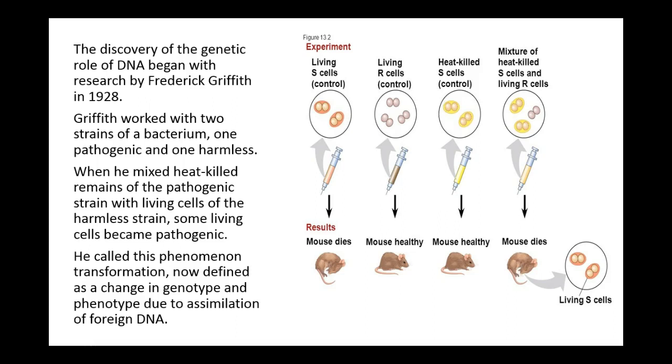What he did was he worked with 2 strains of bacterium. One was deadly to these mice, and one was harmless. He injected the mice with each of them and found out this idea about the deadly and the harmless. But he took the deadly one and exposed it to extreme heat. Now we know that heat denatures protein. And so the heat killed the remains of the pathogenic strain. So it killed it, made it harmless.